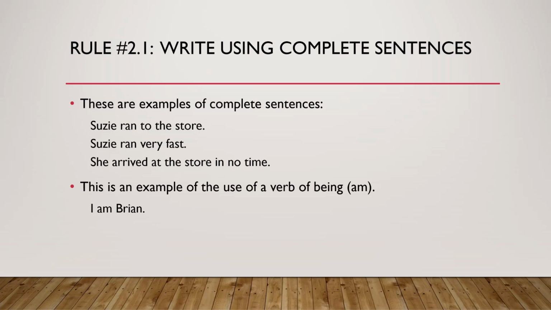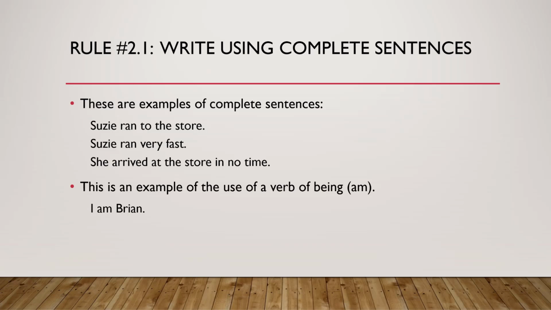These are examples of using complete sentences. Susie ran to the store. Susie is performing the action of running, and she actually has an object here, which is to the store. Susie ran very fast, and very fast describes how Susie ran. She arrived at the store in no time, and she arrived.